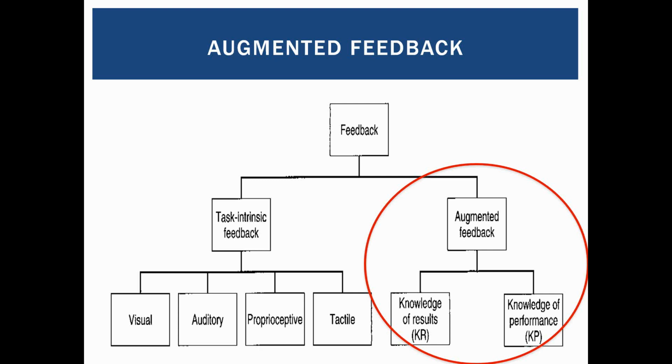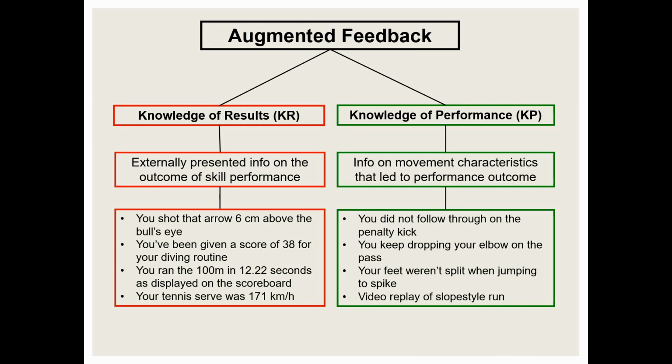And augmented feedback can either be knowledge of results or knowledge of performance. Now, knowledge of results is all the externally presented information, so all the augmented feedback that specifically focuses on the outcome of skill performance. While on the other hand, knowledge of performance is all the information that specifies movement characteristics that lead to the performance outcome. So knowledge of results is really about the outcome, while knowledge of performance is really about the process of how we achieve that outcome.